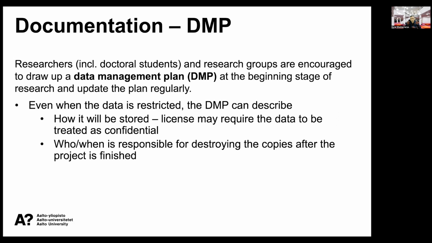So in general, when you come to doing open science with restricted data, there are certain necessary steps that one would follow. First is the data management plan, which is a requirement or a necessity for researchers and doctoral students. Here you mention how the data is going to be stored, what kind of licenses are involved, who is going to be responsible and accountable for the data, and if it needs destroying after the project is finished, who is going to do that.